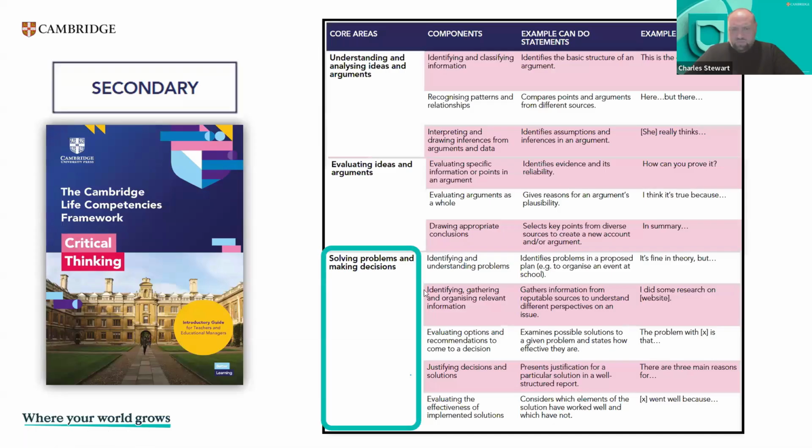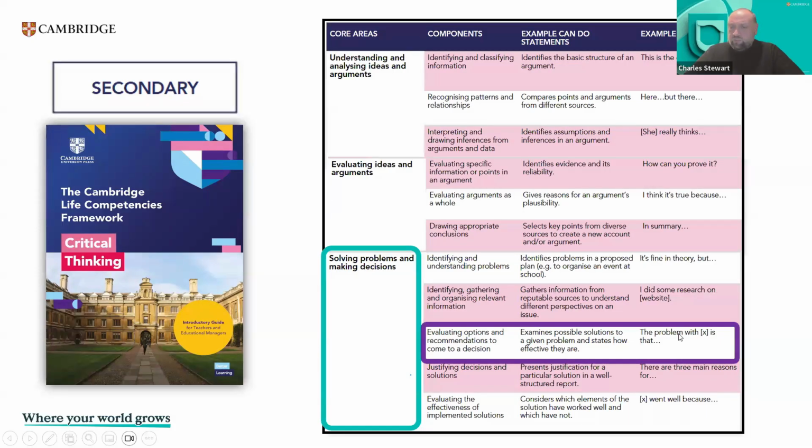I would want to do something from this bottom one here, solving problems and making decisions. And I would focus in specifically on recommendations, evaluating opinions and recommendations to come to a decision. So something like the problem with blank is that dot, dot, dot. This would be the target language that I would want them to use to express their understanding of critical thinking skills.